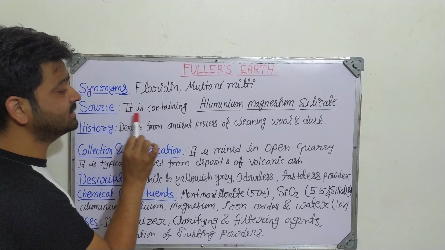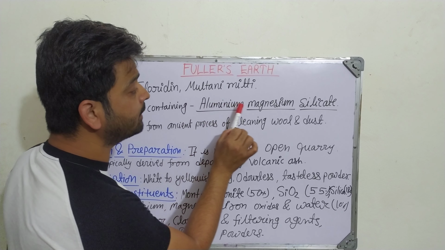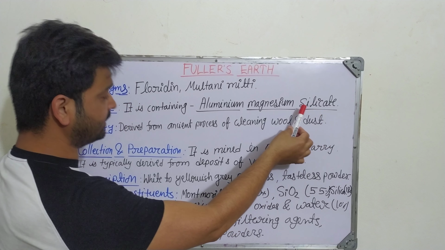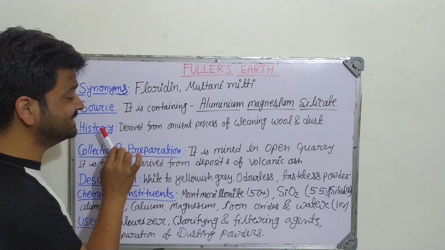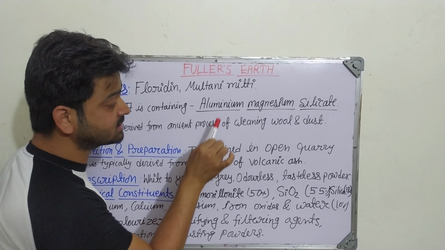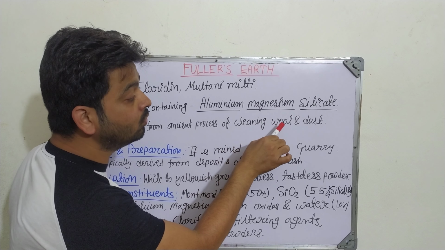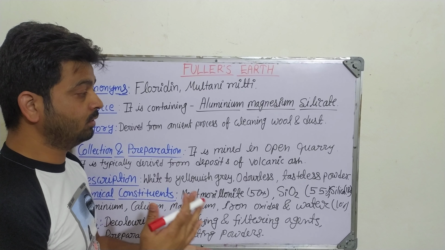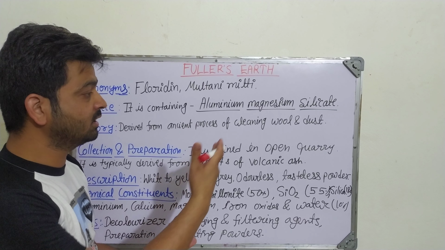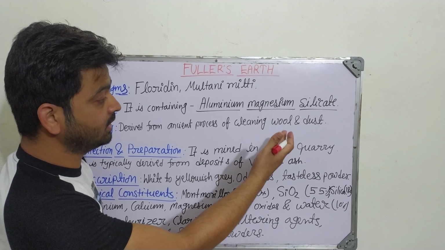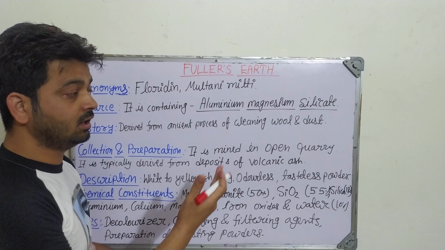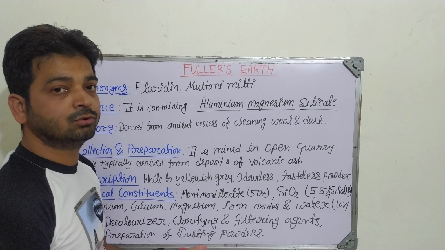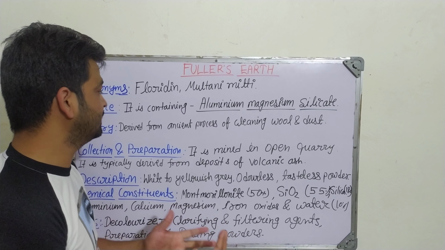Coming to the source, it contains aluminium magnesium silicate, right? So it is the native of aluminium magnesium silicate. Coming to the history, it is derived from the ancient process of cleaning wool and dust. In the former days it was used for cleaning dust and cleaning wool, right? So it has cleaning properties, and can be used for different purposes.